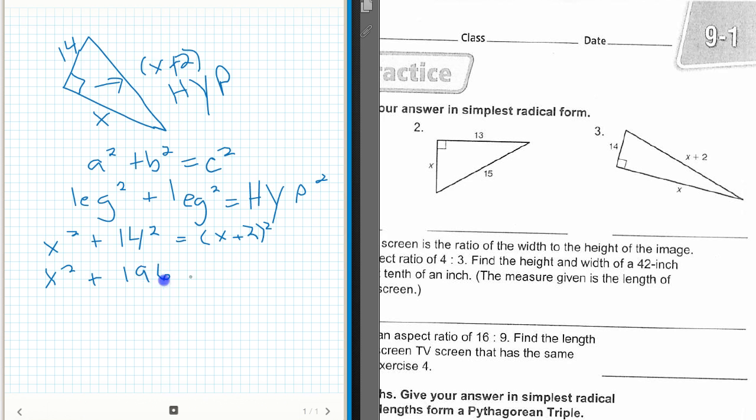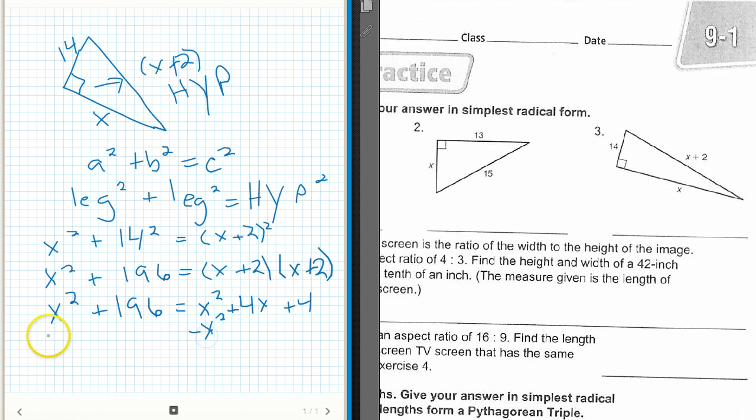X squared plus 196 is equal to, I've got to do my binomial expansion, so x plus 2 times x plus 2. And I got to FOIL it out. So I'll bring down my x squared, my 196, and that's going to be set equal to x squared plus 2x plus 2x is 4x plus 4. Subtract my x squared from both sides. Those just cancel out. Good for us.